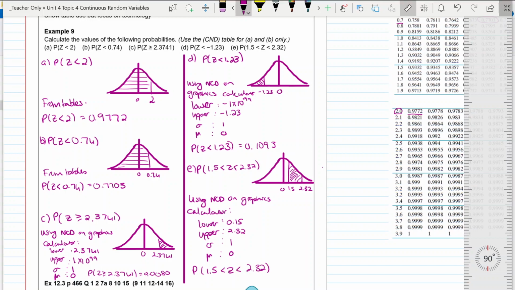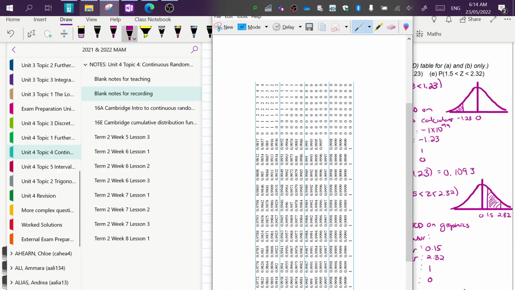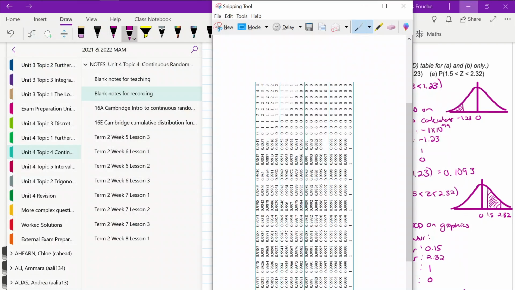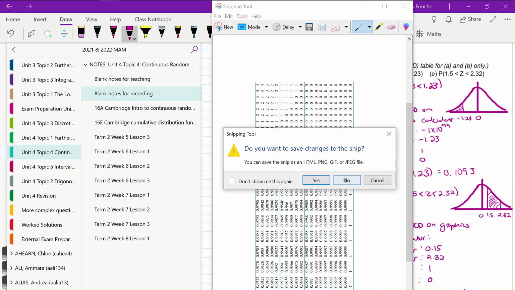And before we do that, let's just write our probability. And let's have a look on our calculator. Okay, and we're looking at 1.5, 2.32, 1 and 0, and that is 0.0566.